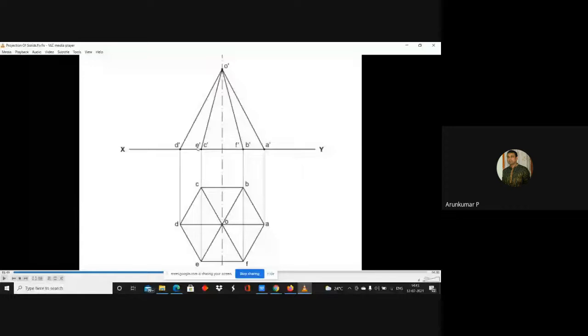So as can be seen in the front view, 3 triangular faces are seen. The third one, OFA. That means 3 triangular faces are not seen. They are behind. You cannot see them. So out of the 6 triangular faces, 3 triangular faces are very clearly seen in the front view. So this is the front view of the hexagonal pyramid resting on a corner on HP. Just observe what happens next.